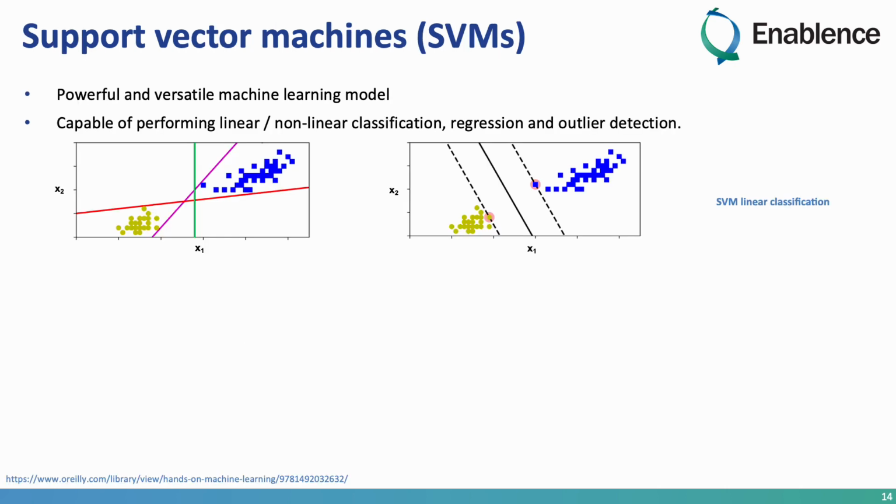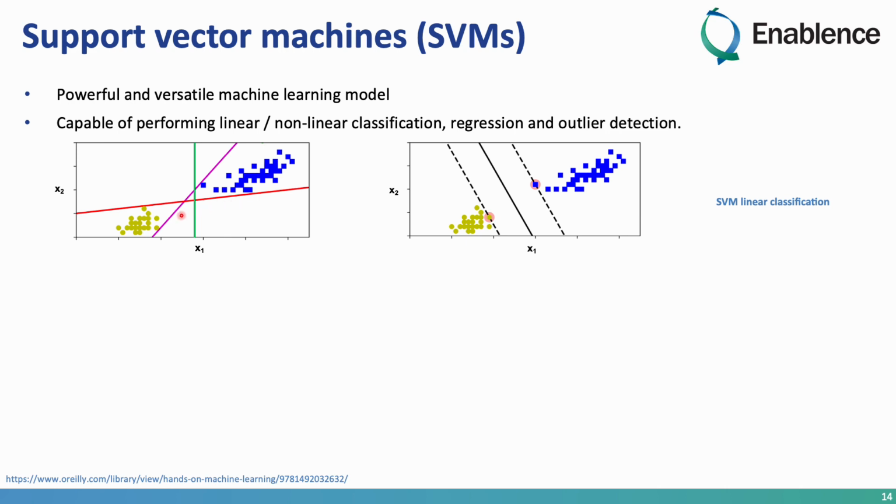Now, this concludes the introduction, and now we can begin talking about the different machine learning algorithms. The first classical machine learning algorithm that we'll talk about is the support vector machine, or SVM. It's a powerful and versatile machine learning model that is capable of performing both linear and nonlinear classification, regression, and outlier detection.